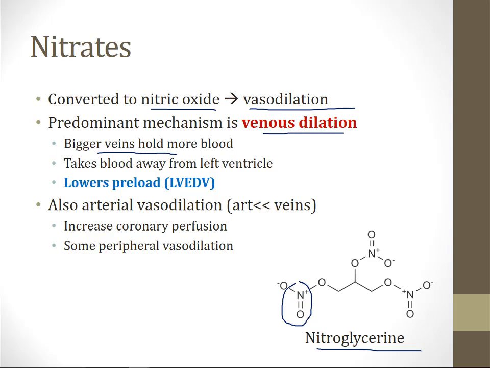This pools blood and takes blood away from the left ventricle, and that lowers the preload. And you may know that a marker of preload is the left ventricular end diastolic volume, and this will fall after patients take a nitrate type medication. These drugs also exert some arterial vasodilation, although the degree of dilation of arteries is much less than veins. This is also helpful in stable angina because by dilating arteries, you dilate the coronary arteries and that will raise coronary perfusion. There's also some peripheral vasodilation, which will decrease the afterload on the left ventricle.